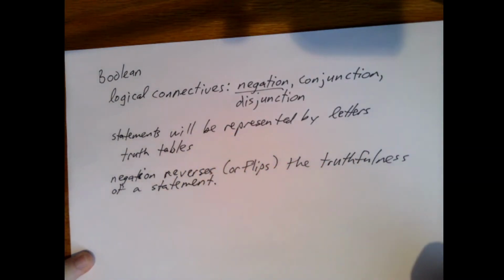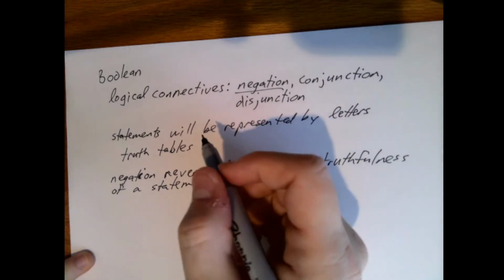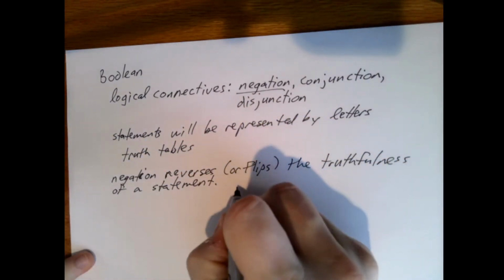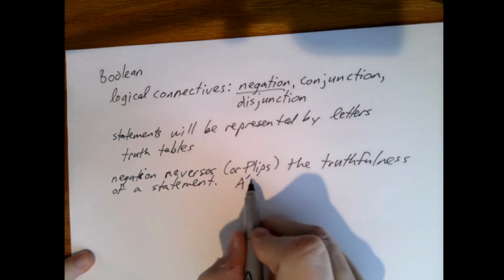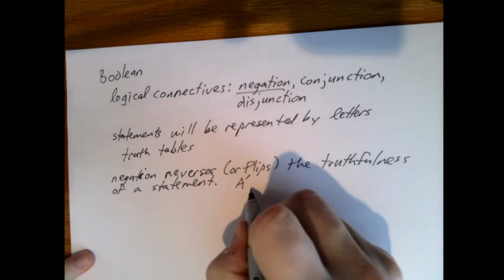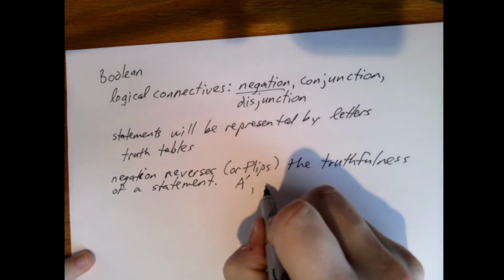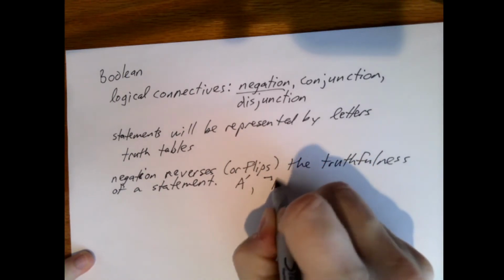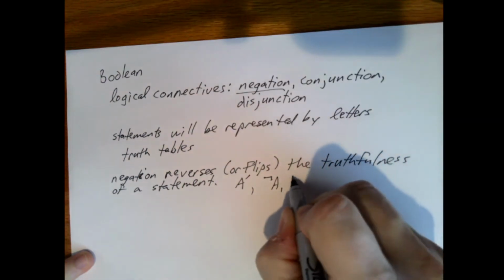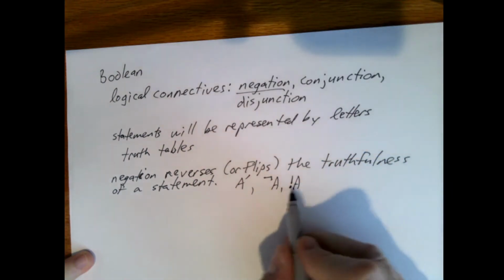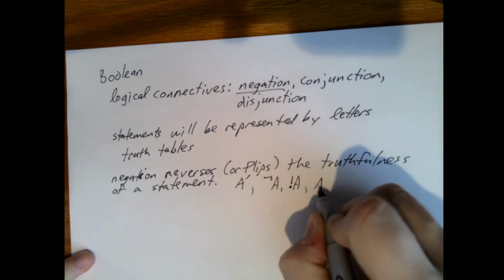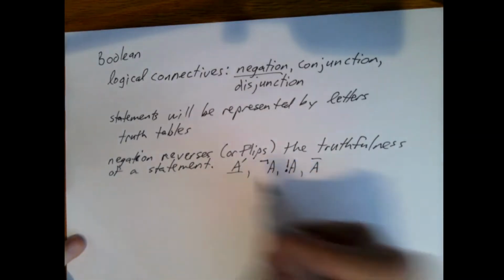Now how do we write it? So if my letter is A for my statement, one way to do it would be to put this apostrophe on it, which is what we're going to do. Some people do it like this, a little flipped sideways L. Some people do it like this. This is how you would do it in some programming languages for certain things. And some people would do it like this with a bar over it. So this is the one I'm going to use.